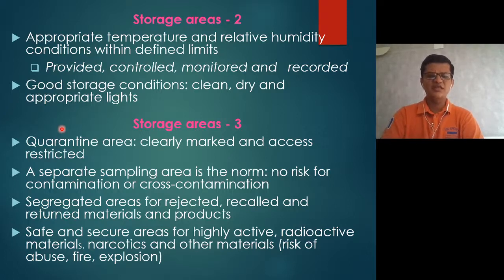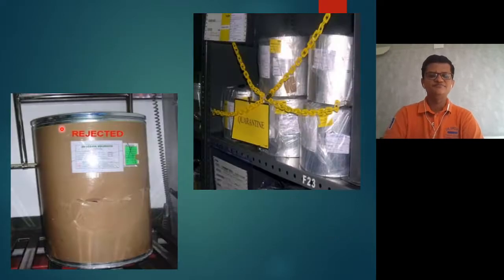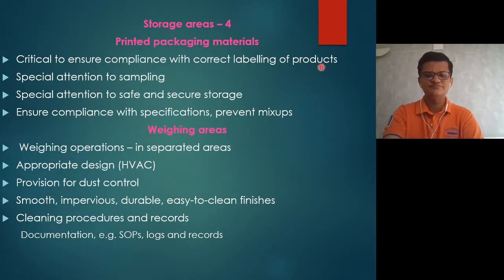Thus, there should be a separate sampling area and there should be separate areas for rejected, recalled and returned materials. It should be clear that this material is rejected. Storage areas for printed and packaging material should be isolated. Special attention should be given to sampling. You should keep a label that this material is isolated, or that you are going to use this material for a sampling plan, or for special attention for safe and secure storage. Ensure compliance with the specification so that they prevent mix-ups.